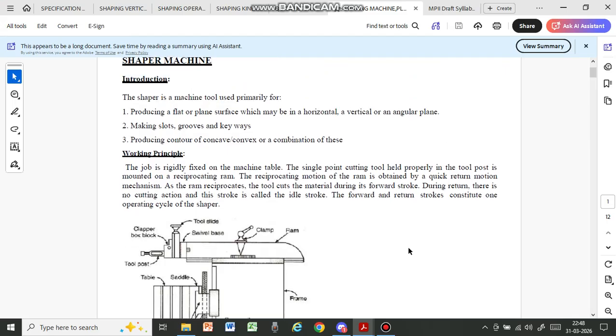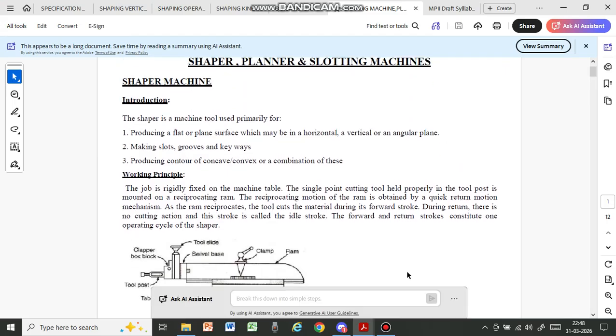The shaping machine is a machine tool used primarily for producing a flat or plane surface, which may be in a horizontal, a vertical or an angular plane. It can also be used for machining of slots, grooves and keyways, and producing contours of concave or convex curves, or a combination of these.